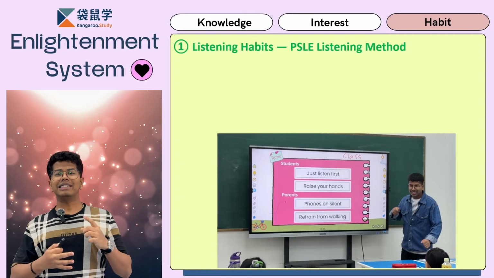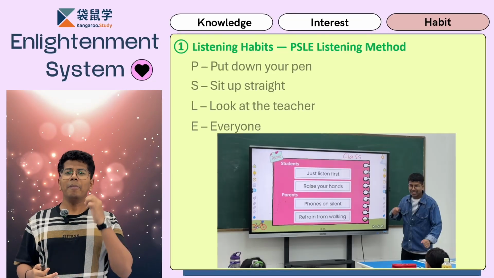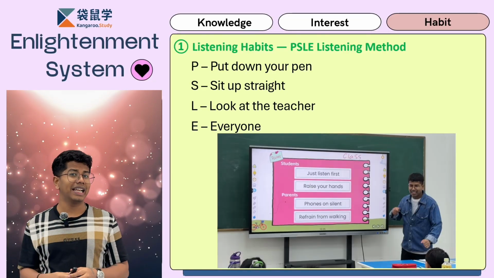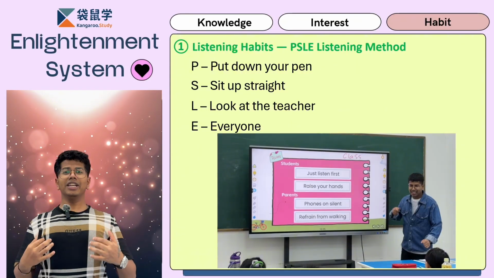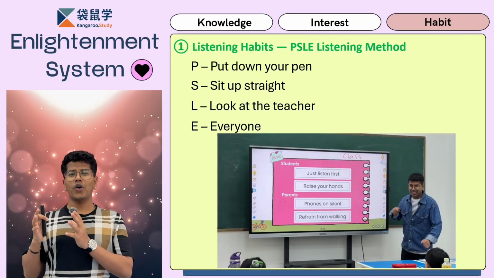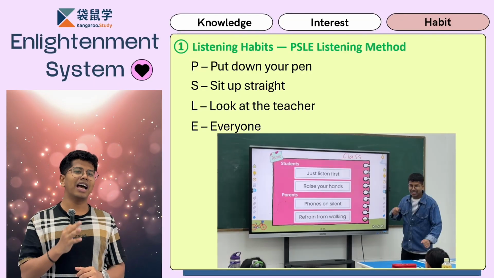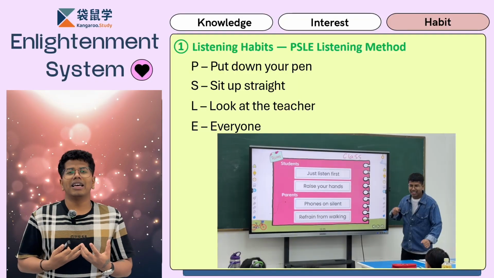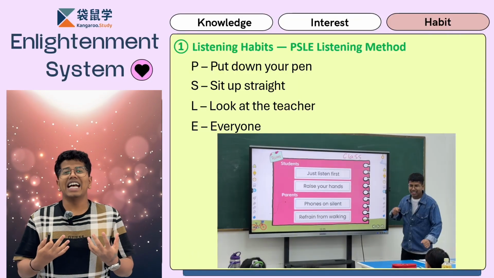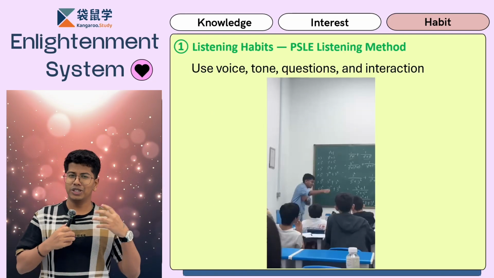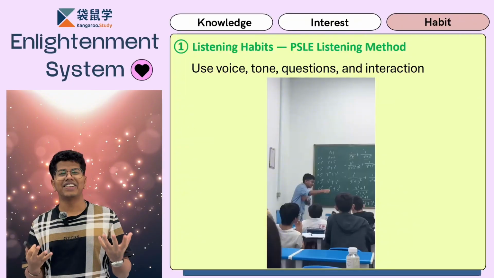So our listening habit is PSLE. P is about putting down the pen so that they are not distracted. S is to sit up straight and listen carefully. And L is to look at the teacher constantly, and the rule applies to everyone. So through these listening methods followed by the student, also attached with the teacher's ability, teachers use voice, tones, questions and interactions.